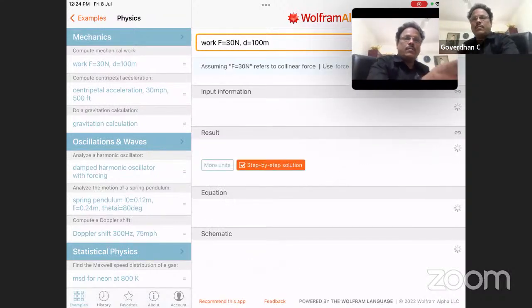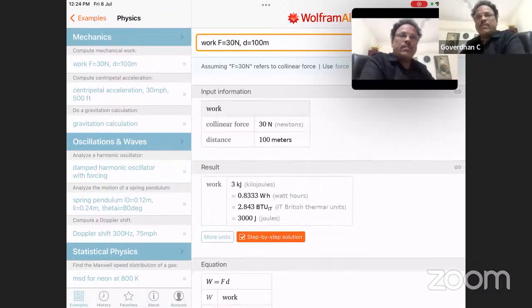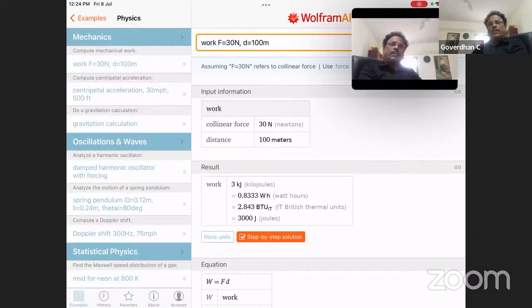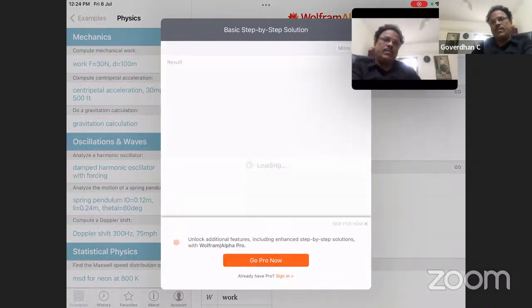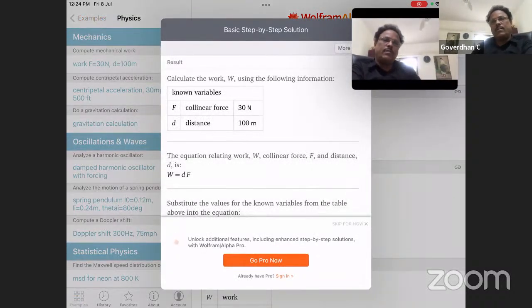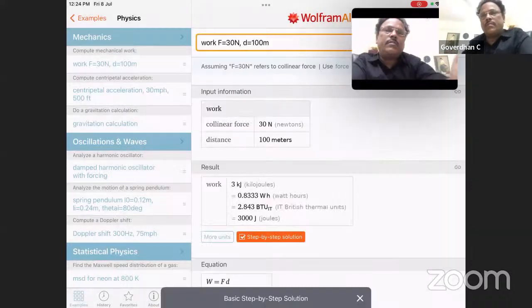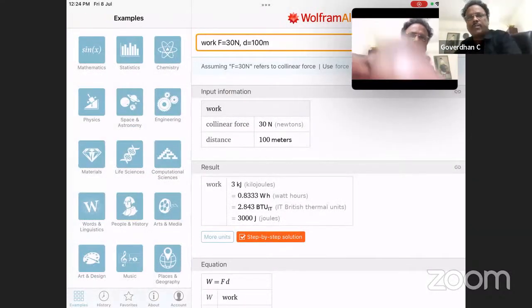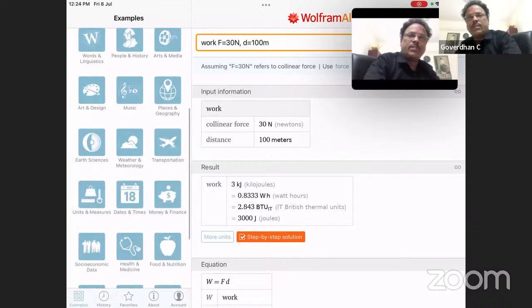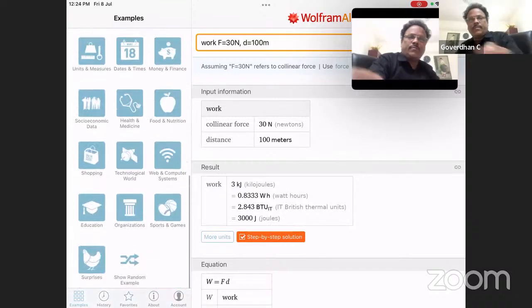So to compare the mechanical work done with force so much and distance 100 meters, you can get the problems done so easily. This is the step-by-step solution. The relation between force, distance, and work is this. Thereby, you can go through the solution, right? From various disciplines of science, you can put some questions and get the answers by using this computing engine. Okay.